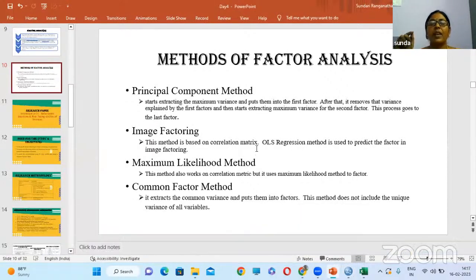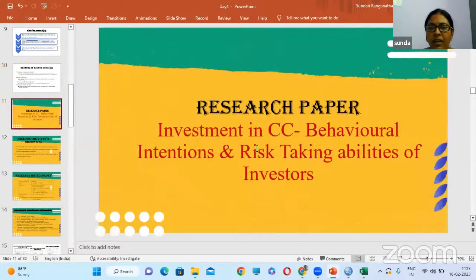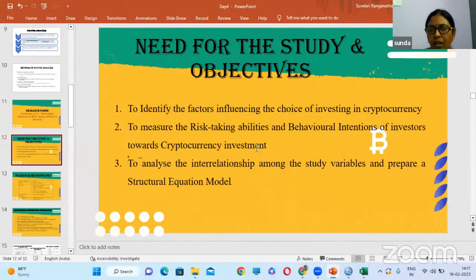We are doing exploratory factor analysis here. We are exploring the reasons. My research paper is on investment in cryptocurrency, behavioral intentions and risk-taking abilities of the investors. That is what I am measuring. These are all the objectives of my study.